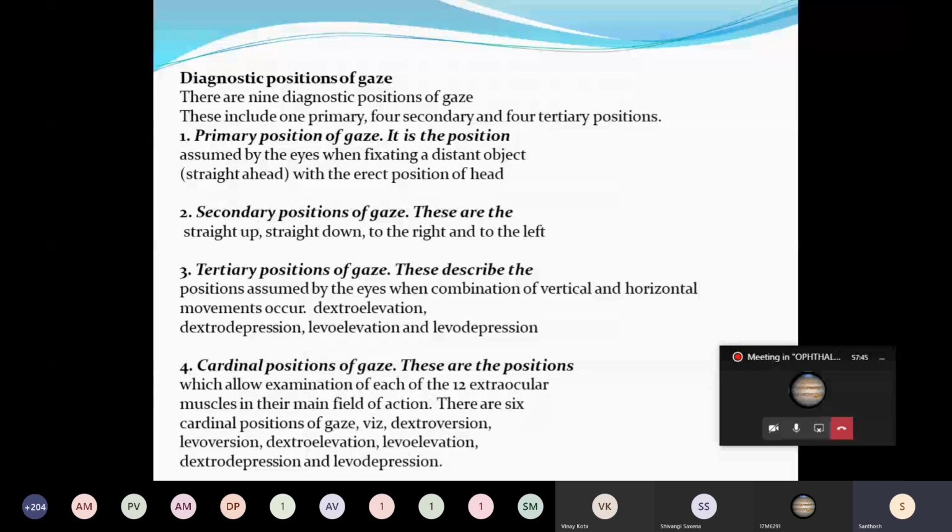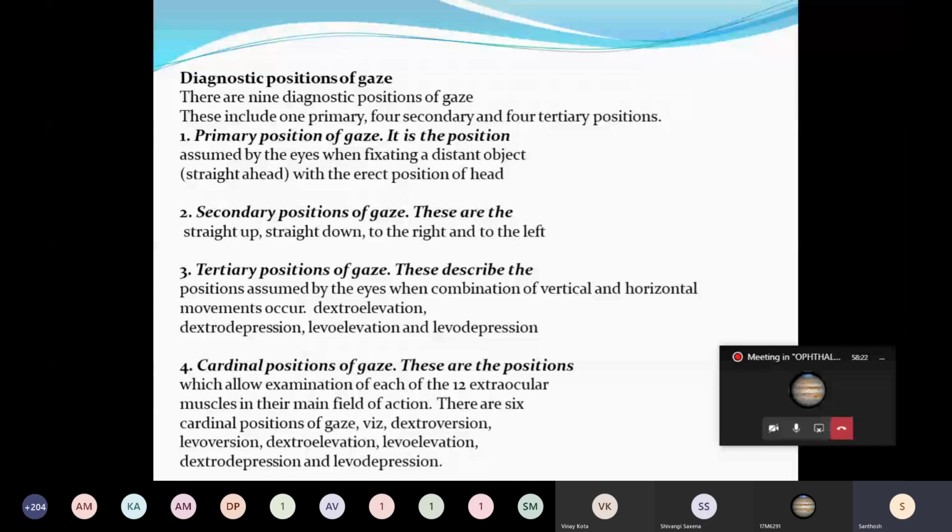These are only 4 movements. Secondary positions of gaze are 4 movements: direct elevation, direct depression, dextroversion, and levoversion. Tertiary positions of gaze describe the positions assumed by the eyes when a combination of vertical and horizontal movements occur. As you know very well, when you do dextro elevation, it is moving along the horizontal axis and also along the vertical axis. That is dextro elevation, dextro depression, levo elevation, levo depression. These are the tertiary positions of gaze.